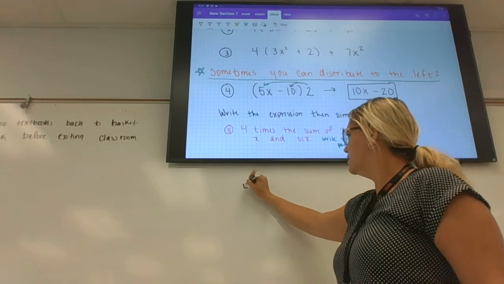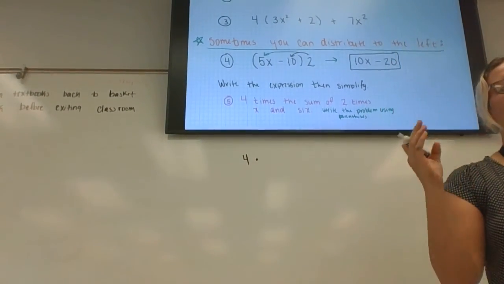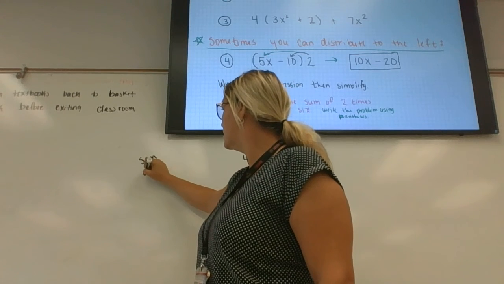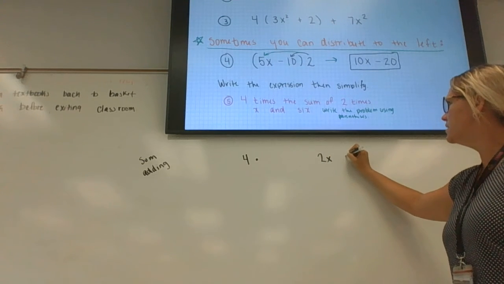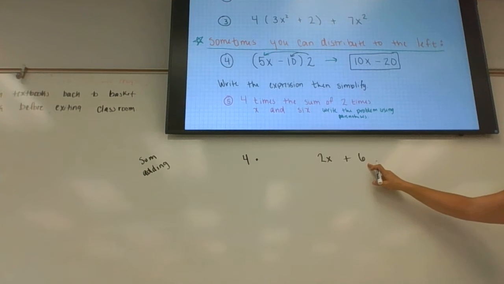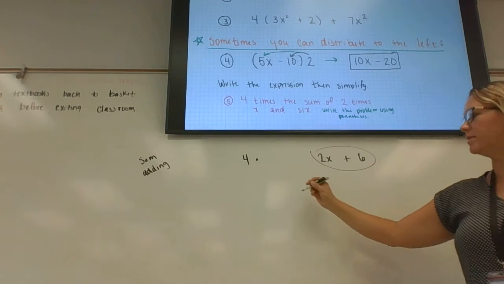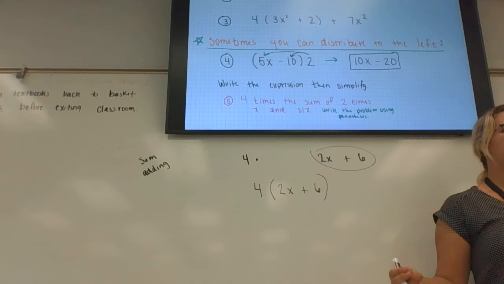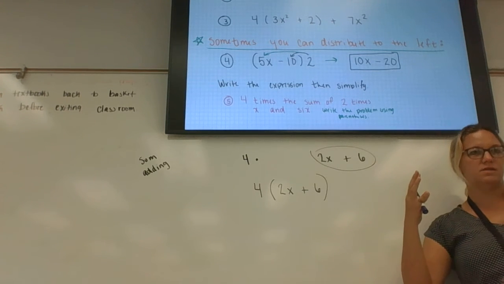So 4 times. See 4 times. Maybe you start with a multiplication dot, 4 times. And then I see the sum of. So that means I'm going to be doing some sort of adding. Sum is adding, right? So the sum of 2 times x and 6. So this is my and right here. 2 times x and 6. So I'm supposed to do 4 times this sum. 4 times all of this. So that's where I want my parentheses. 4 times the sum of 2x and 6. So this is the wording of a distribution problem. You have to figure out how to put the parentheses around that quantity and then distribute.